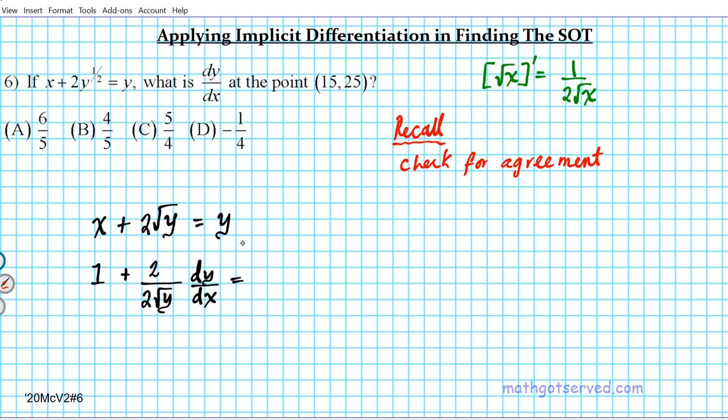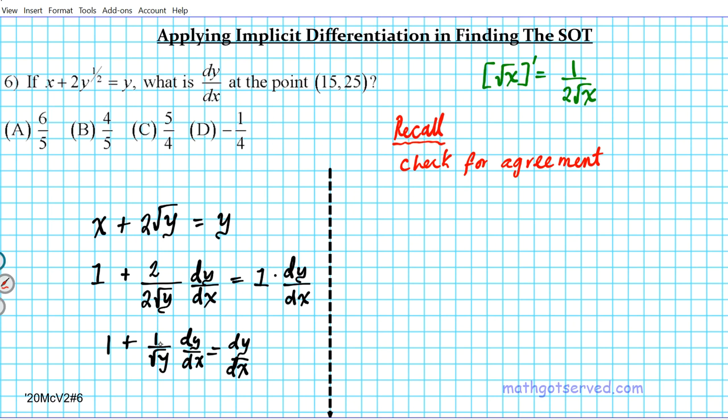The same applies to the right side. The derivative of y is just 1. And then applying the chain rule, because we have disagreement, we'll add on dy dx. Alright, let's make it look pretty. We're going to have 1 plus 1 over root y dy dx equals dy dx. Now what we're going to do is collect all the terms that have dy dx to one side of the equation and then isolate dy dx. It's like an algebraic process. That's what we're going to be doing right now.